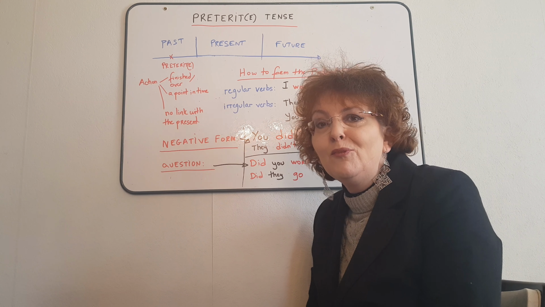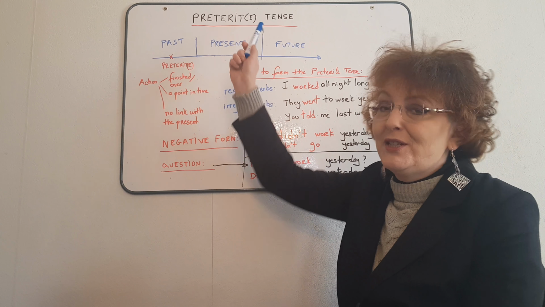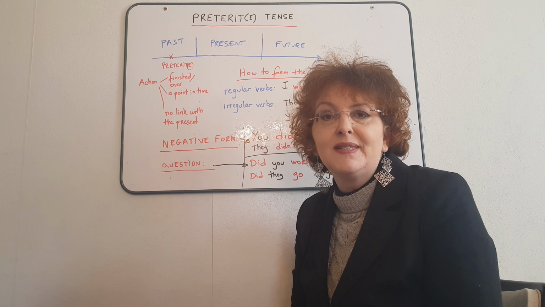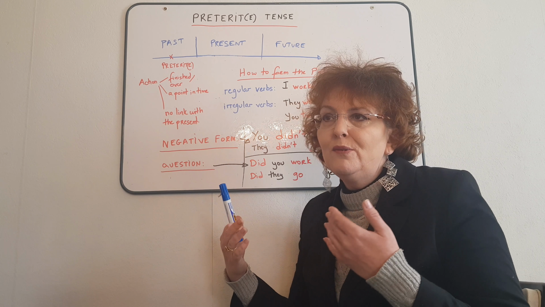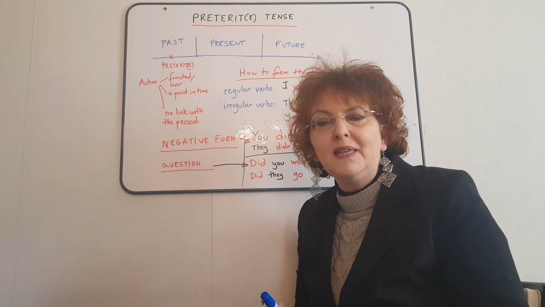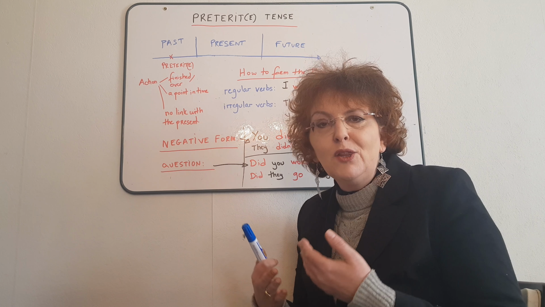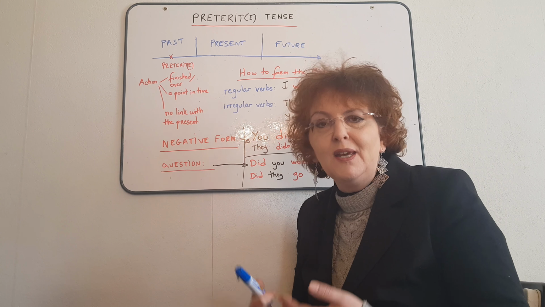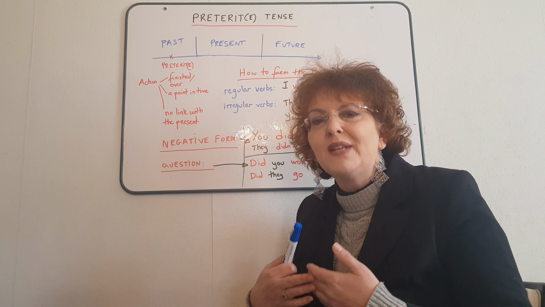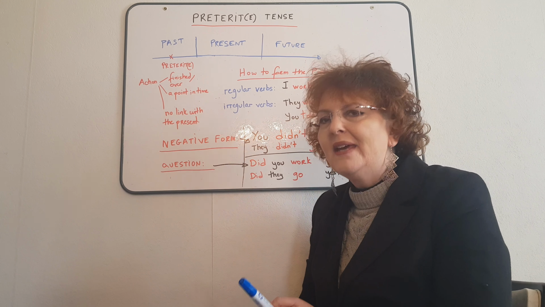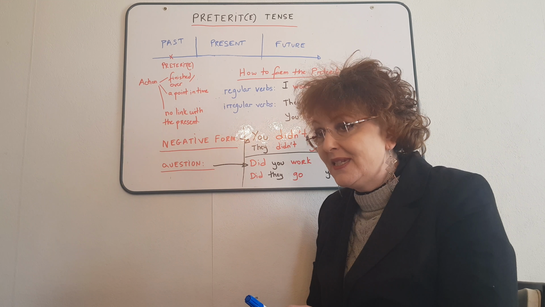Now, time for the preterite tense. It's a tense which is used in the past in English. There are two main tenses when we speak in the past. One is the preterite tense and the other one is the present perfect, which we will talk about in the next video. Today, let's see when and how to use the preterite tense.